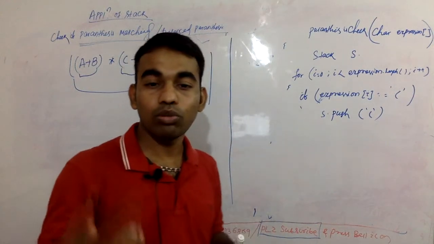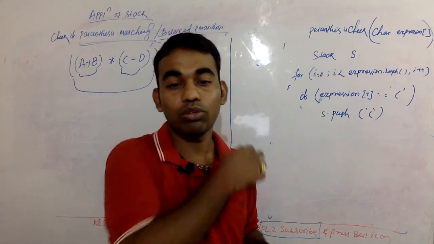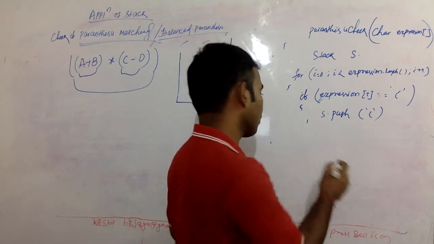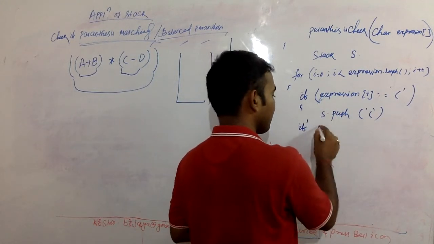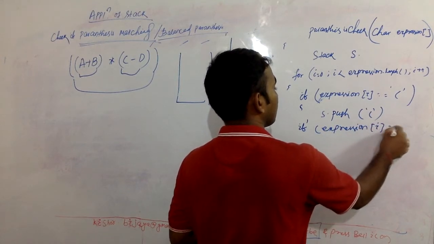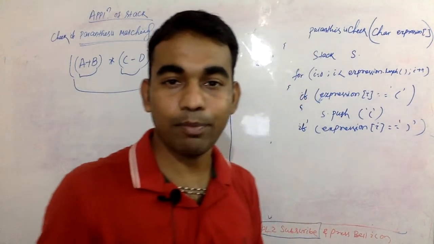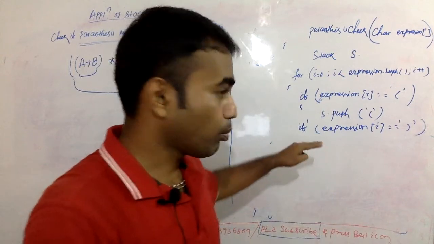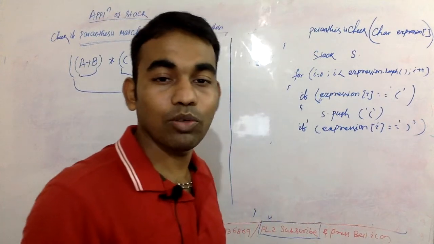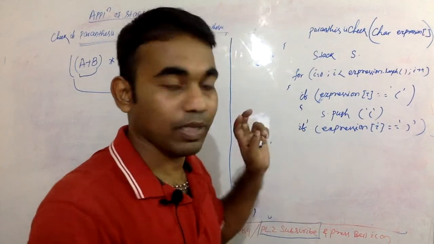Else, what else do you need to do? You need to check if it is a right parenthesis. If it is a left parenthesis, just push it. So that's all. But if you check the same thing, expression of i is equal to right parenthesis, can you tell me what we need to do? If it is a right parenthesis, we need to pop an element from the stack, and we will check whether they are matching with each other. That means whether the popped element is a left parenthesis or not.